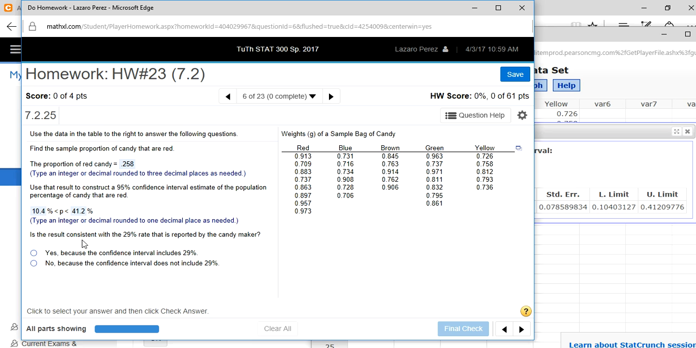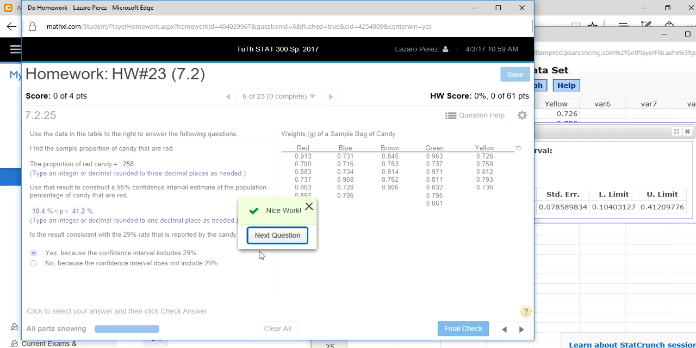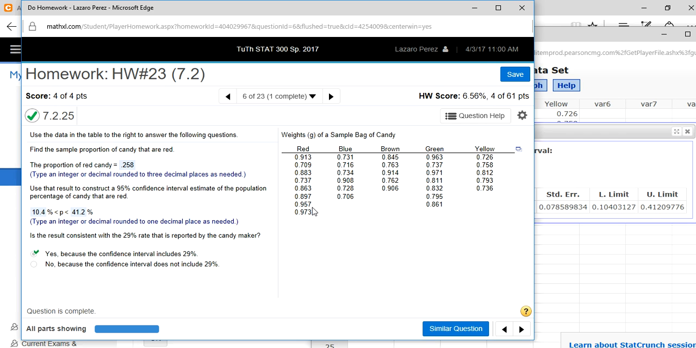So last question: is the result consistent with 29%? So basically, is 29% within the interval? Yes, 29% is within the interval. All right, there you go. And that's the answer to question number 6.